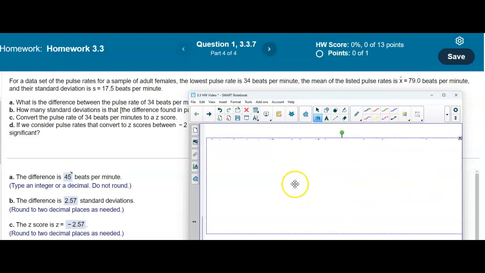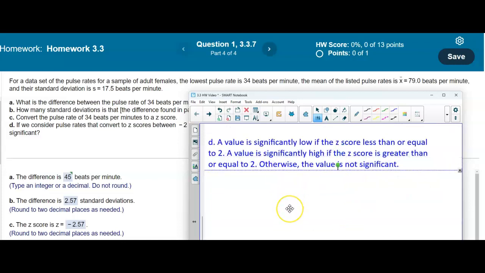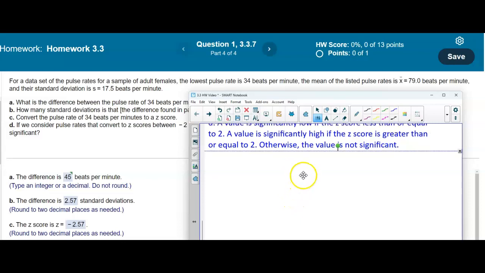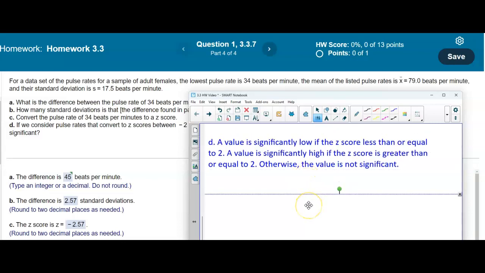Okay, now the next question states the following. A value is significantly low if the z-score is less than or equal to -2, and a value is significantly high if the z-score is greater than or equal to 2. Otherwise, the value is not significant. So let's take a look here.